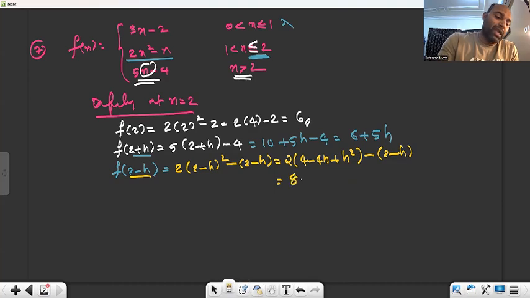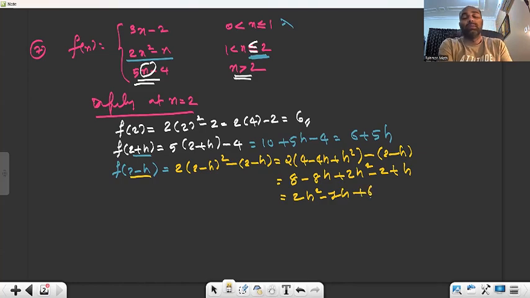This one: 8 minus 8h plus 2h square minus 2 plus h. Now simplification, when you are doing it, 2h square minus 7h plus 6. I hope it's correct. If there is any mistake, let me know.